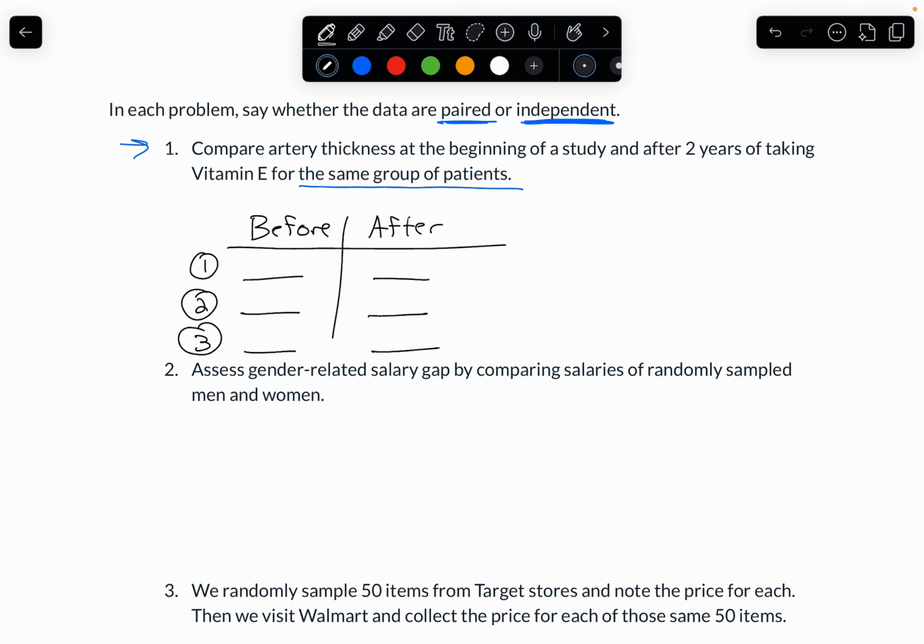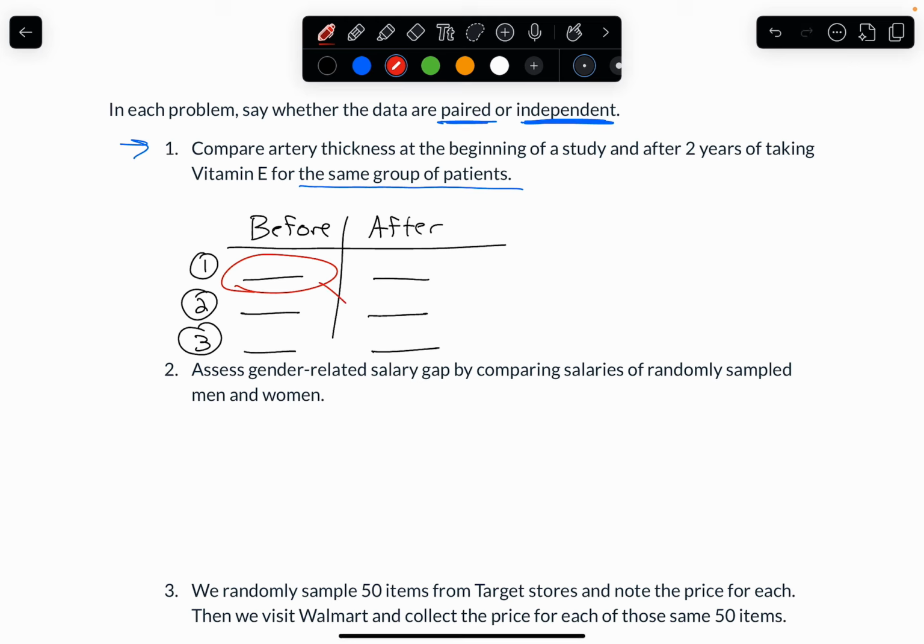What I want to ask myself is, if I pick one number from the before data, is that going to correspond to one particular number in the after data? In this case, I'm just going to come right out and say it. Yes, it does. This is dealing with paired data here. Because if I look at patient number 1's before data, I probably want to compare it with patient number 1's after data, because that's going to tell me how that particular individual responded before versus after.